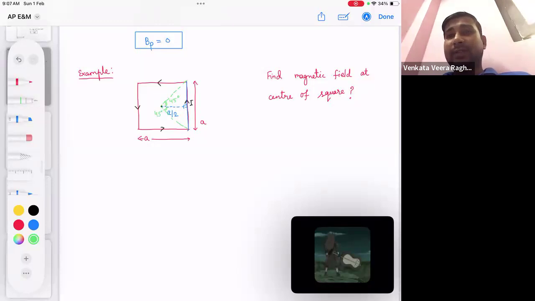Okay. So what will be the magnetic field due to this one? So B will come mu naught by 4 pi.